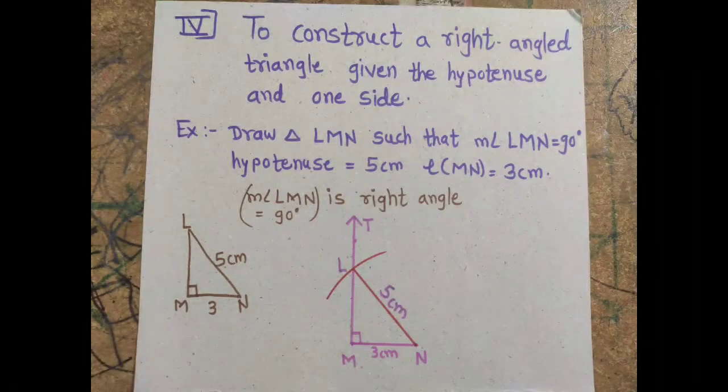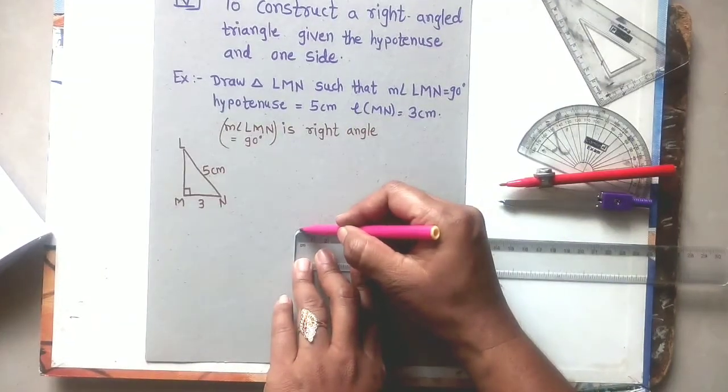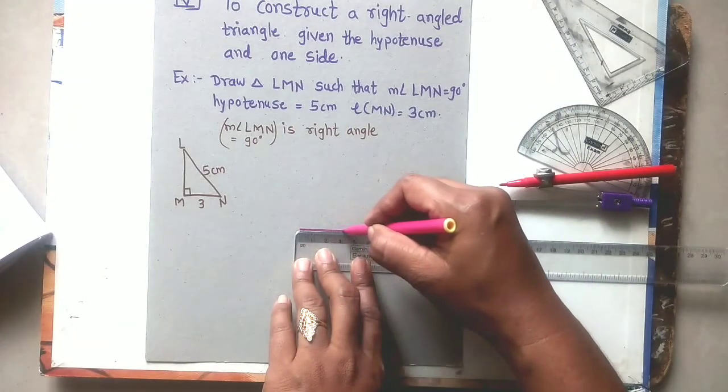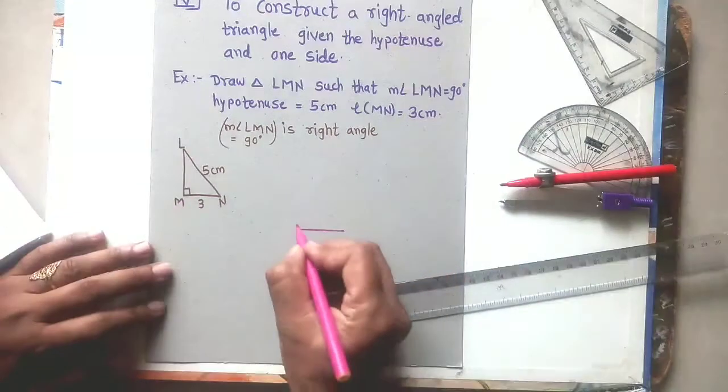Let us draw the rough figure using the given information. In the rough figure, the measure of angle LMN is equal to 90 degrees. We draw a right angle triangle approximately and mark the right angle. Thus, we show the given information in the rough figure. As shown in the rough figure, draw the base segment MN of length 3 cm.